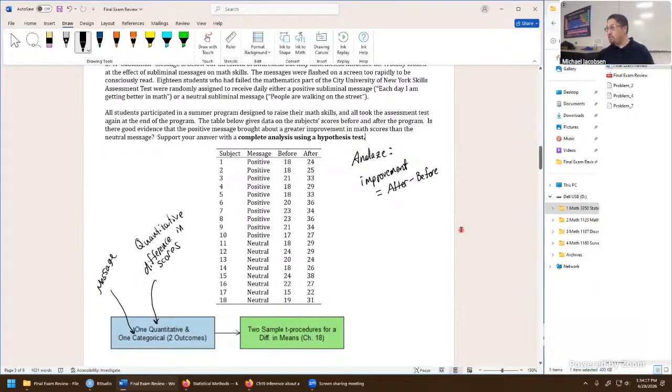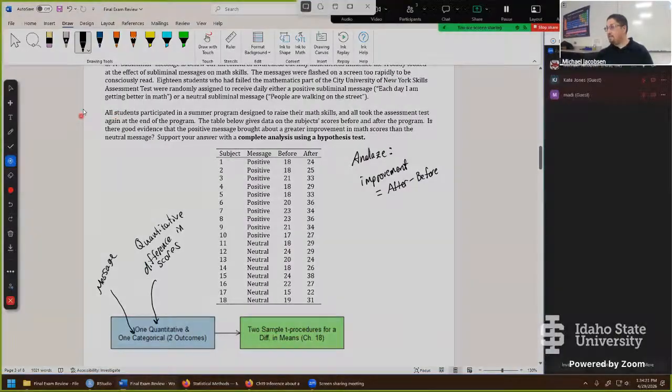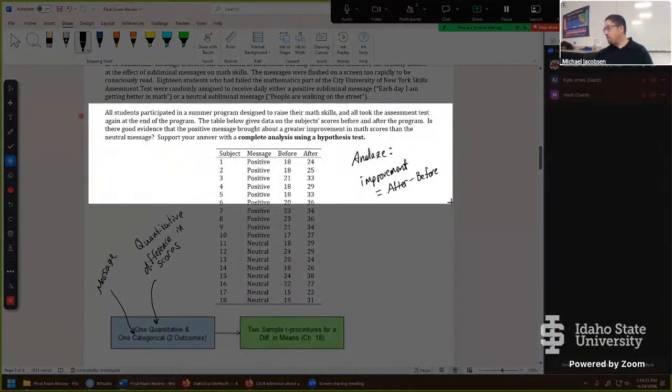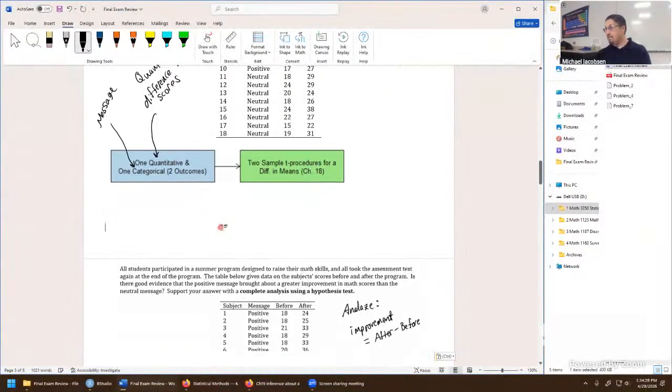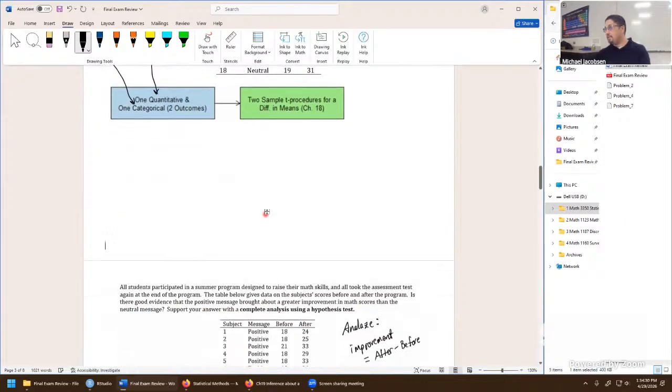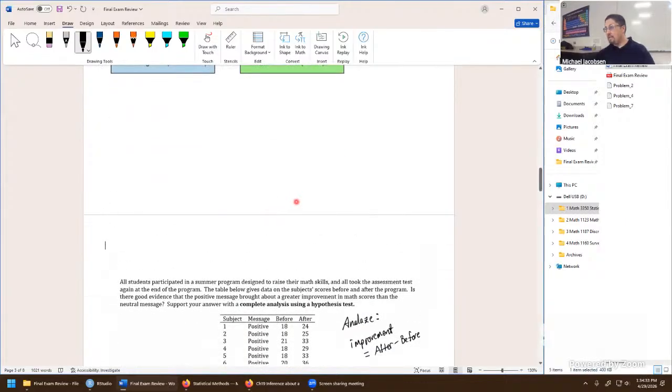And this is kind of a hard problem to visualize because the data set in the middle takes up a lot of real estate here. So let me put down just a quick screenshot. And let's start off our complete analysis with the statement phase as before. We want to state the practical question in this problem. And it was all about the subliminal message. It wasn't about if the raw improvement was above a certain amount.